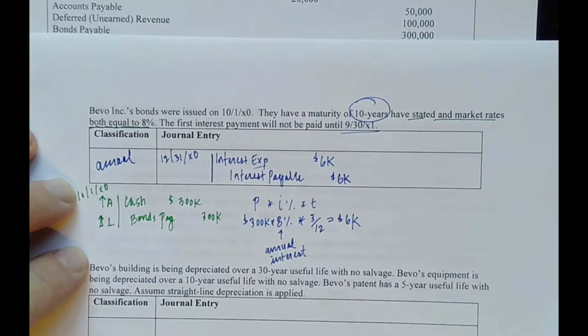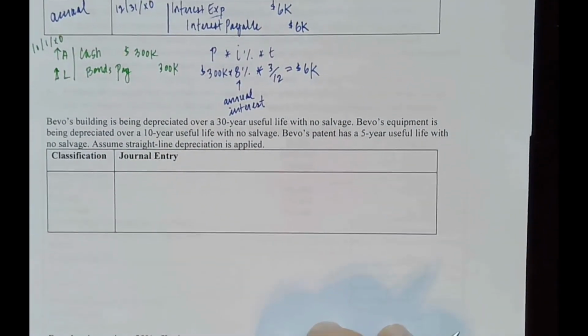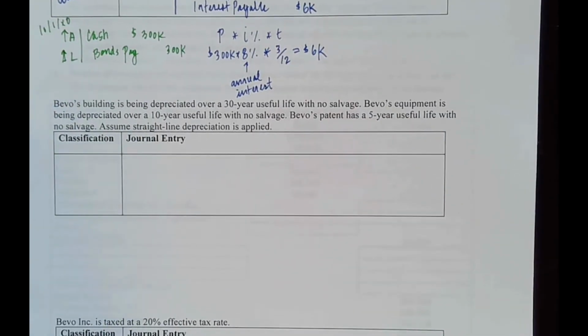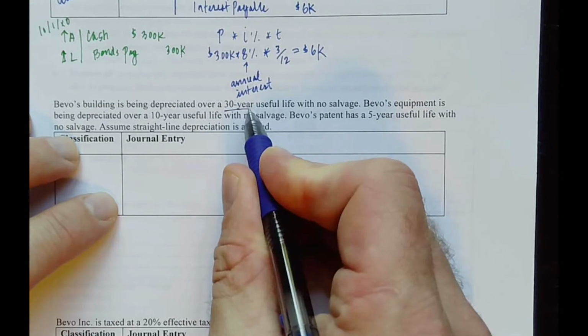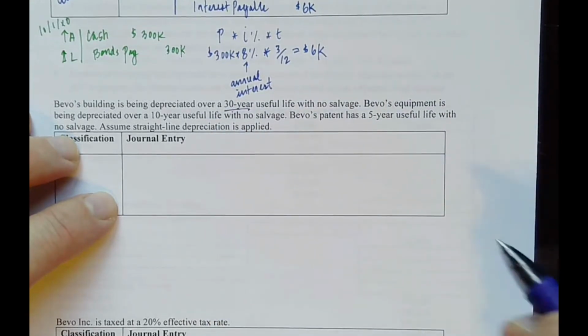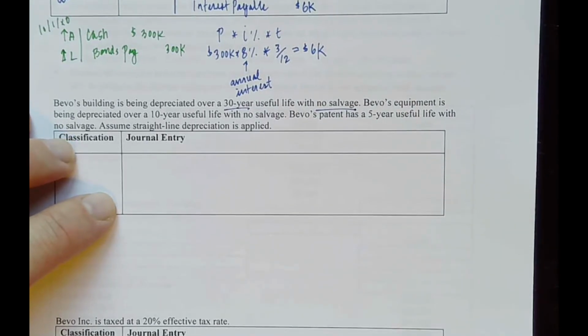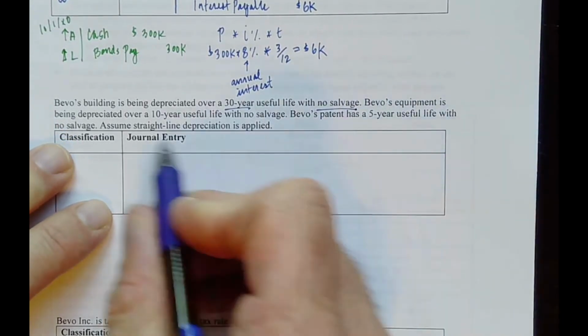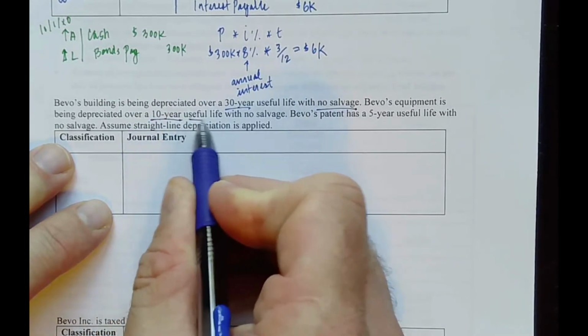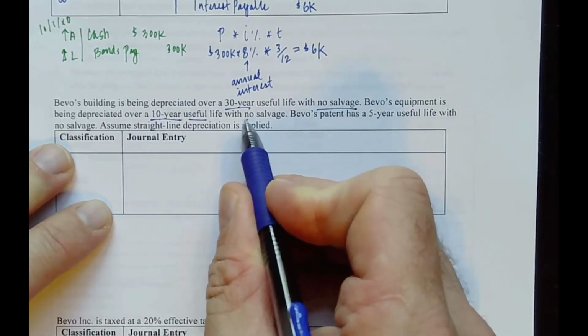The next one is typically one that students don't have much of an issue with, depreciation and amortization, or in general, just allocating the cost of fixed assets. It says that Bevo's building is depreciated over a 30-year useful life, no salvage. So we've got 30 years of revenue generation in this building. We're not anticipating any residual value or salvage at the end of those 30 years. The equipment is being depreciated over a 10-year useful life, 10 years of revenue generation, again, no salvage. And the patent has a 5-year useful life with no salvage.